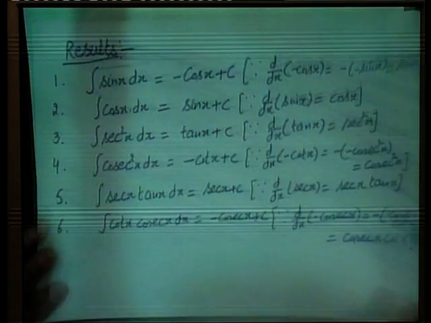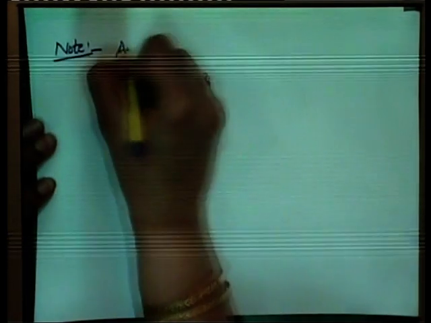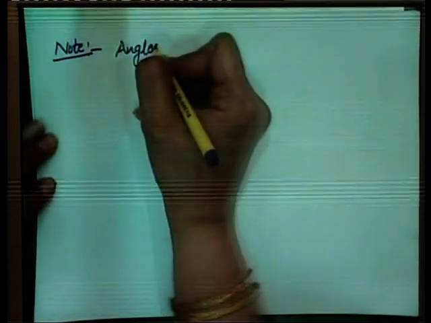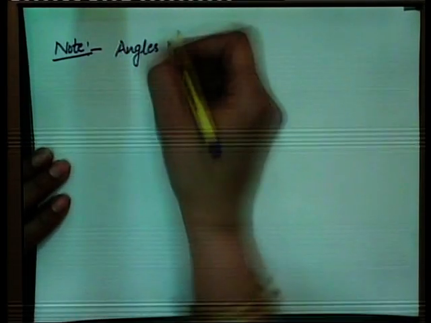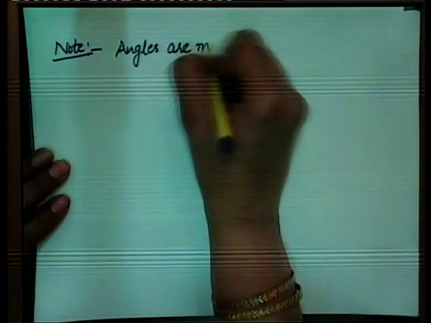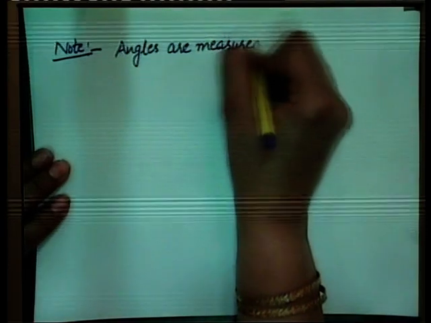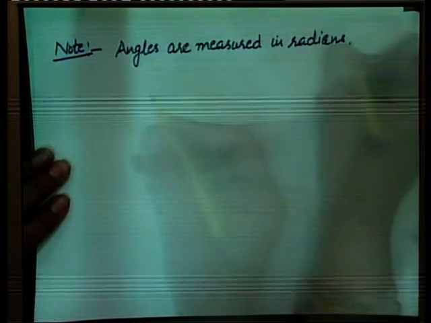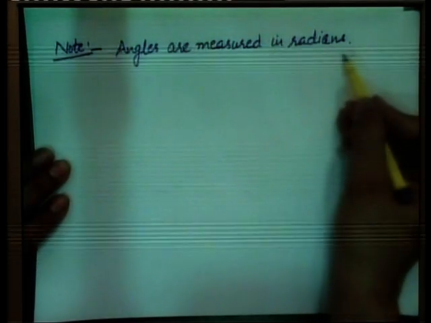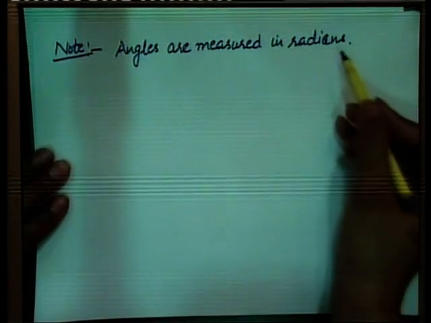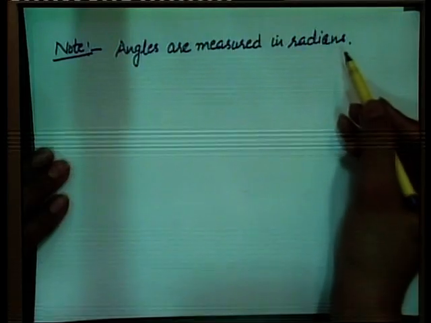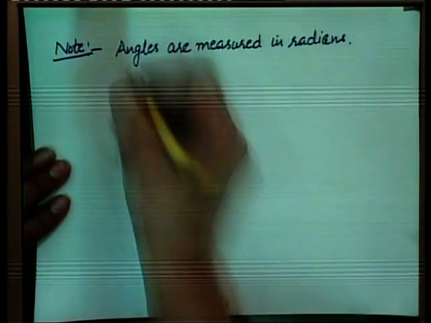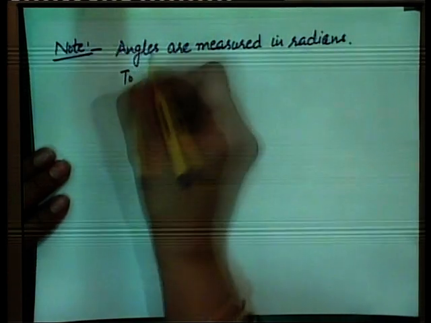Another thing that we must remember, write down the first note. Angles in the trigonometric functions that we have studied are measured in radians. In questions where we have to integrate the trigonometric function, the angles should be in radians. If it is not, first we will change into radians and then only we can integrate.